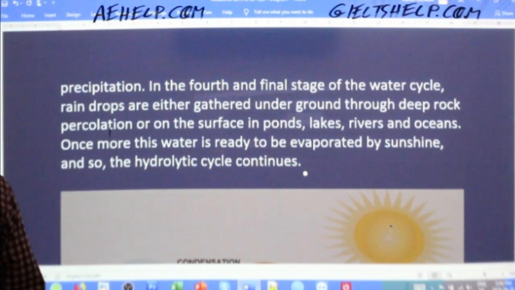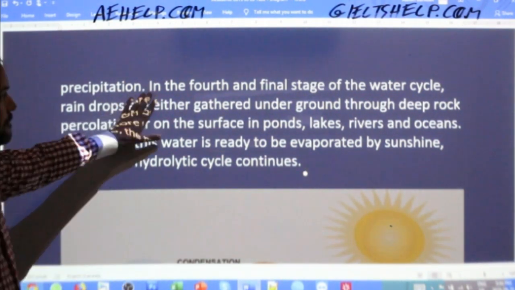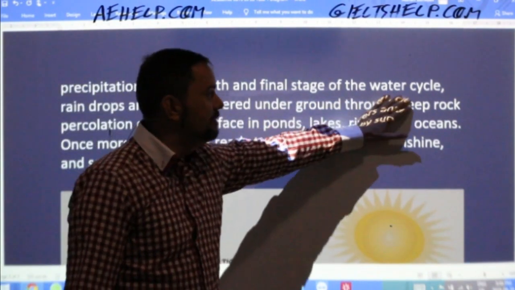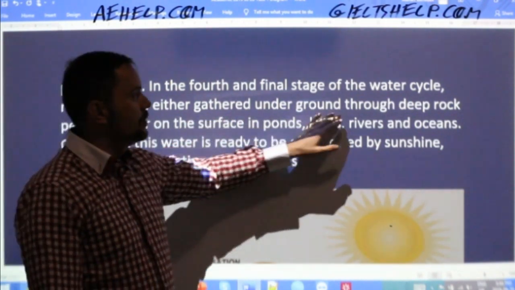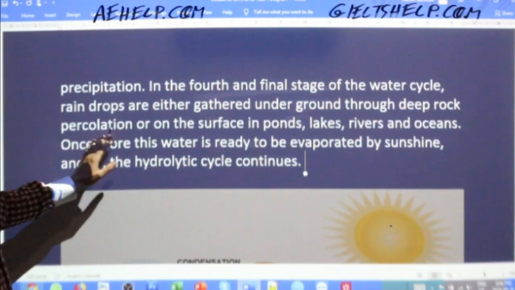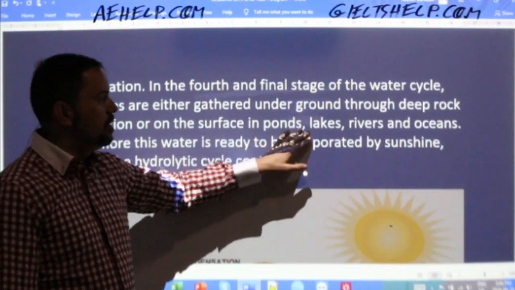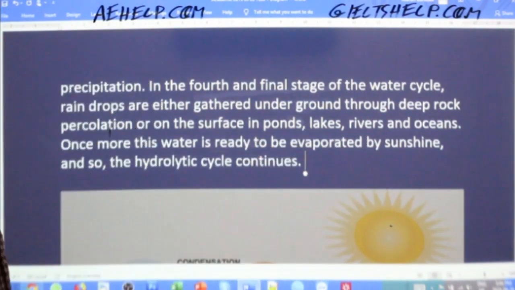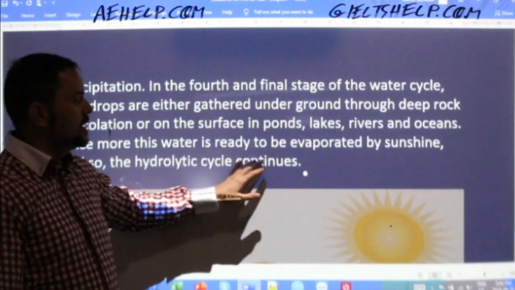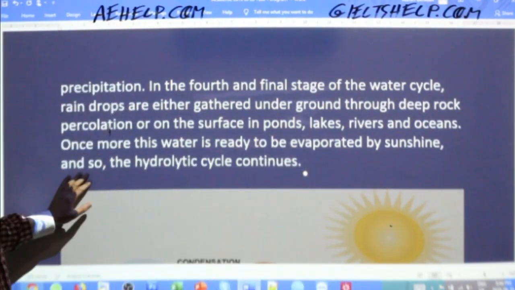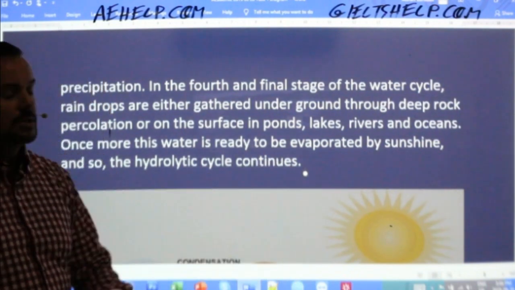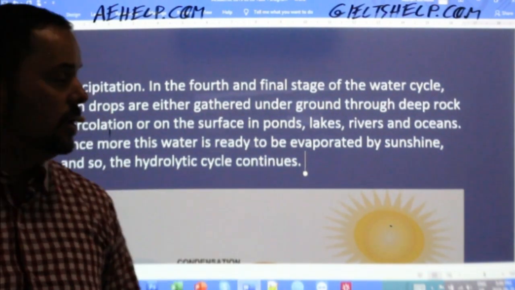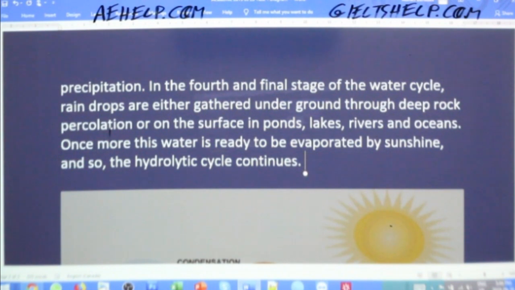This is what I have, and let's compare it with what you write in a moment. In the fourth and final stage of the water cycle, raindrops are either gathered underground through deep rock percolation or on the surface in ponds, lakes, rivers, and oceans. Once more, this water is ready to be evaporated by sunshine, and so the hydrolytic cycle continues. All right, so that's my final step.